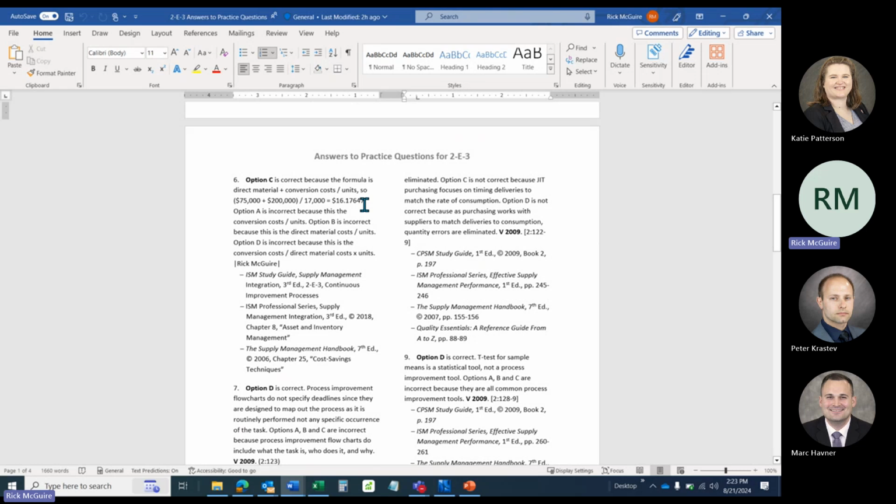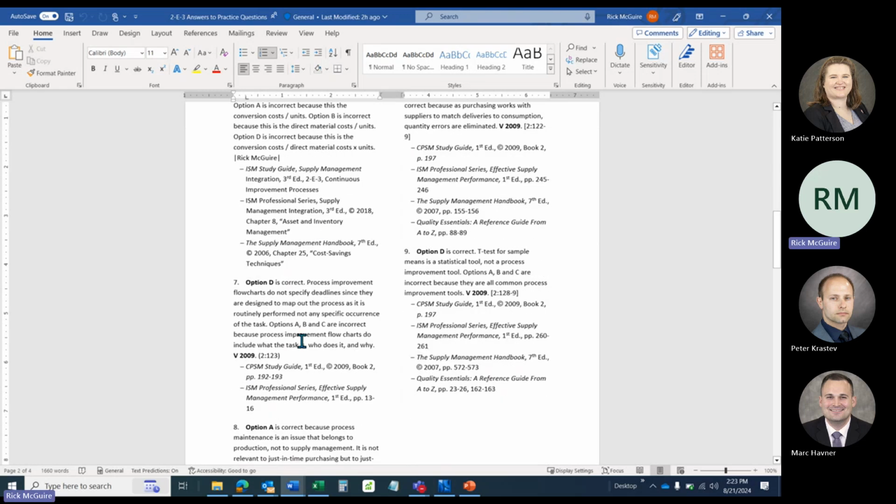Six is Charlie. What you need to do is add the 200 and the 75 together and divide by 17. And you get 16.8, which is Charlie. And then 7 is Delta. Process improvement charts do not specify deadlines.